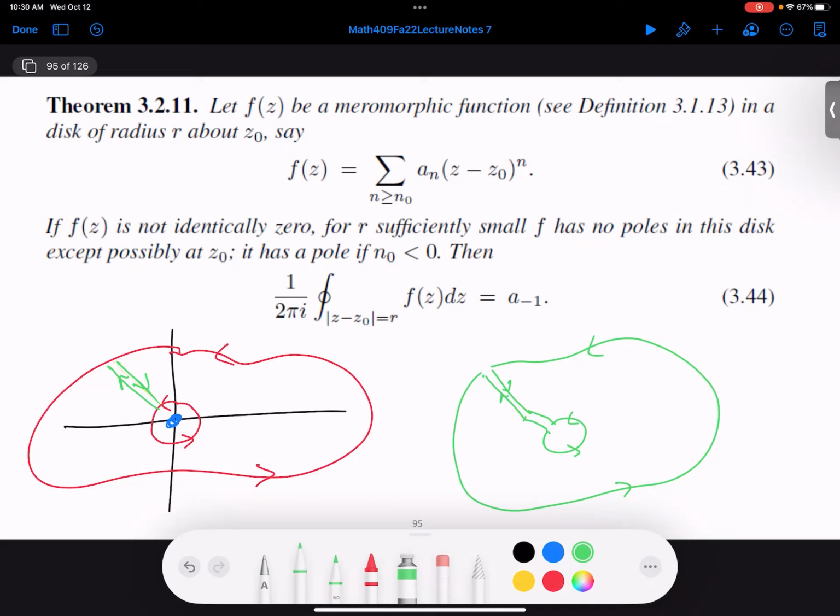Okay. The one point where my function blows up is now no longer inside my curve. And so because it's no longer inside the curve, the integral over this curve over here is going to be 0 because it doesn't have any points where it blows up inside. So that's the big result. If the function doesn't blow up, then the integral is 0. Well, but it blows up over here. But that point is no longer inside the curve.